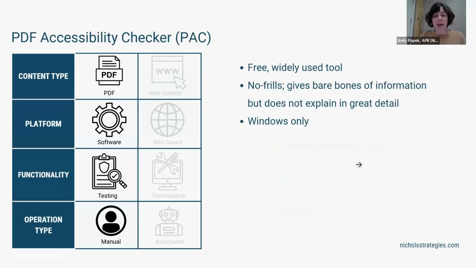Then we have the PAC Checker. This is a free piece of standalone software that you would download onto your computer. It's a very widely used tool. It's a very robust accessibility checker. Like this tool will catch everything. You can take something you thought was so clean and put it into the PAC Checker and it will find something, I swear to God.